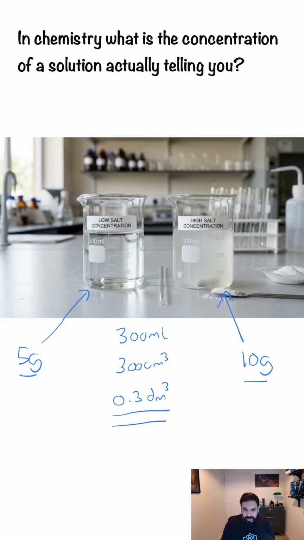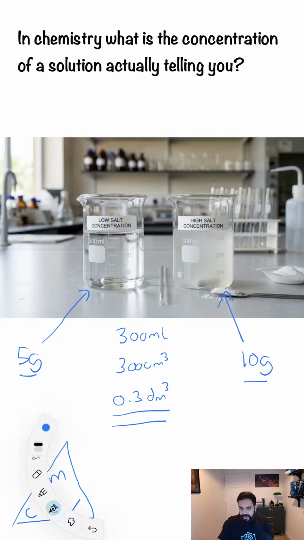Well, concentration is based on how much you dissolve in a given volume. So the formula comes out as concentration. So concentration, I'll just put a C for now. Concentration is the mass you dissolve over the volume. So concentration is mass over volume. Now for each one of these, you've got 10 and 5. So let's work out each one.